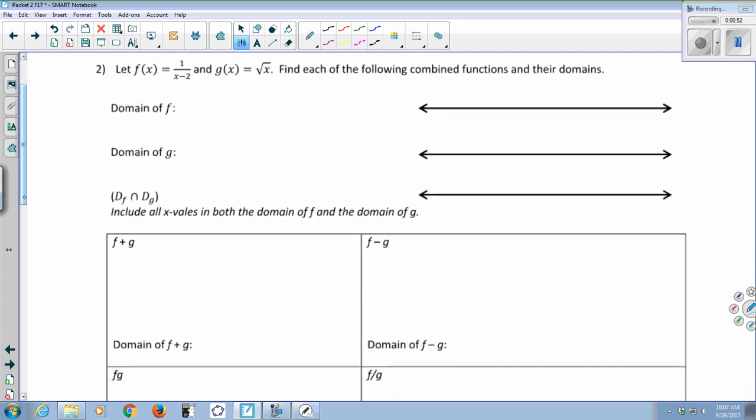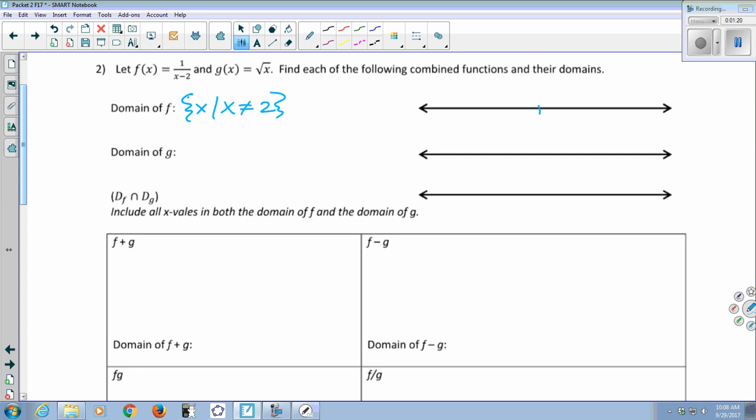I'm defining f as 1 over x minus 2 and g as the square root of x. The domain of f: the domain of a fraction is just all values except anything that would make the denominator 0. So this would be the set of all x such that x is not 2. If you put a 2 in for x, you would get 0 in the denominator, so we have to exclude that. So my domain is all values except for 2.